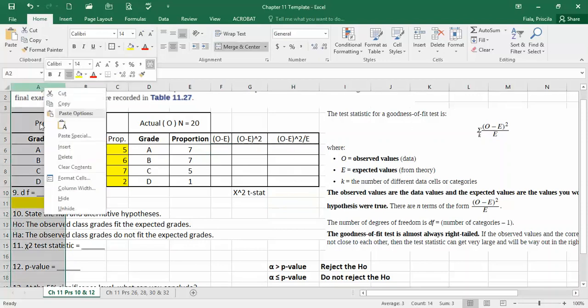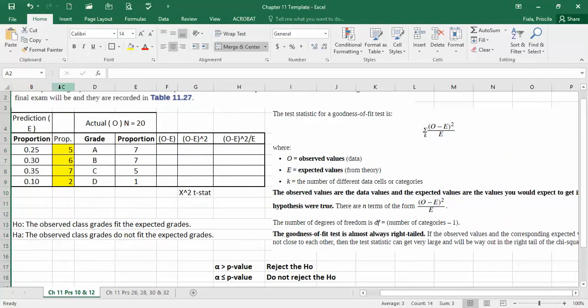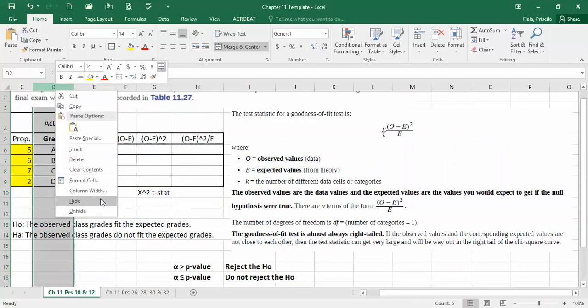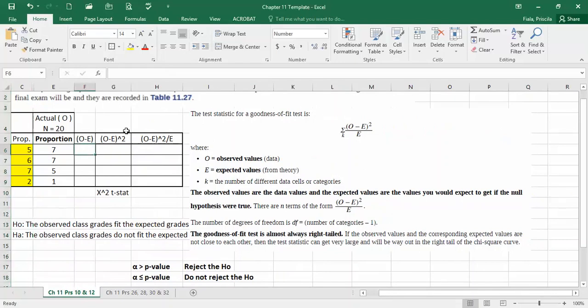I'm going to go ahead and hide the information you don't need right now so you don't get confused. Here we go. Let me just type this. Here was the expected, correct? So let me put E. So therefore equals my observed value right here minus my expected, the actual value minus the expected. And then you do it again for the bottom one.